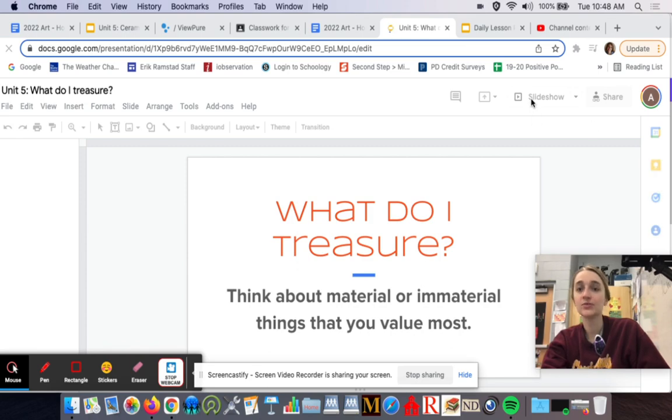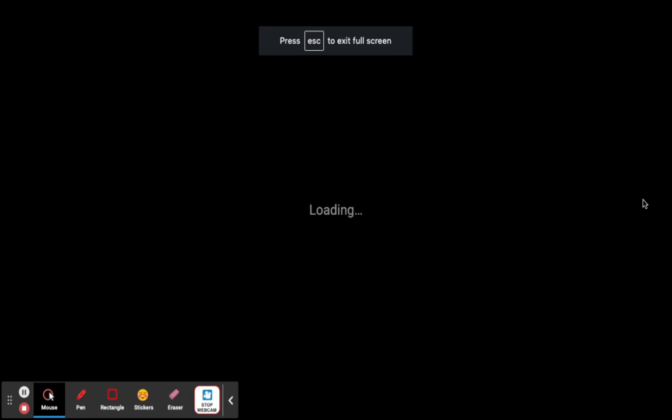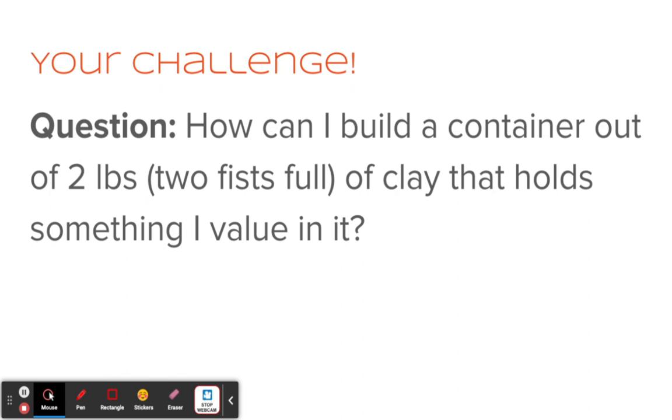Okay, so it says, what do I treasure? Here's your assignment. Here's your prompt. I gave you your welcome activity, which was to figure out what object you wanted to build a container for, or to start thinking about objects. So the question or your challenge is, how can I build a container out of 2 fistfuls of clay, or about 2 pounds, that holds something I value in it. So if you look at your fist, that's about how much clay you're going to get.